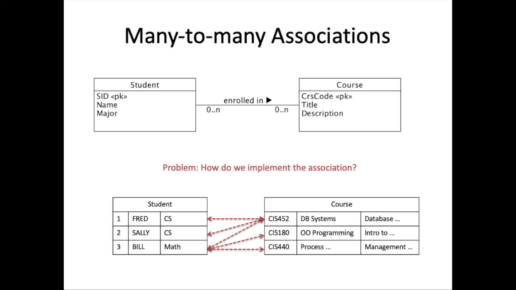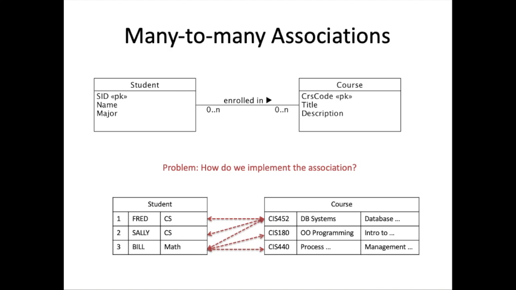And this is many to many, right? Because a particular student can be enrolled in zero or more courses, and a particular course can have zero or more students enrolled. So we've got this kind of many to many situation. And here's just an example down here, maybe we've got Fred and Sally who are computer science majors, and Bill is a math major.